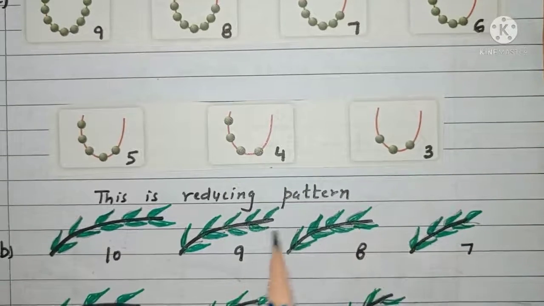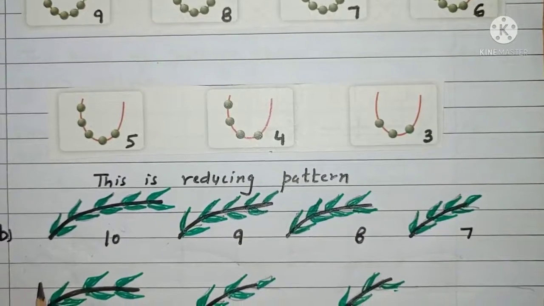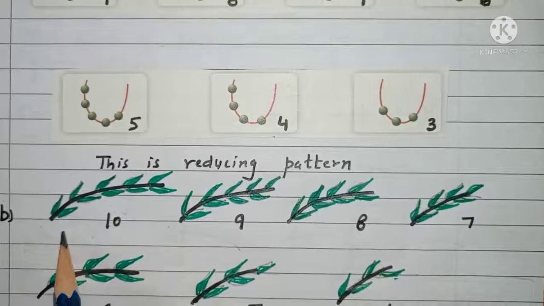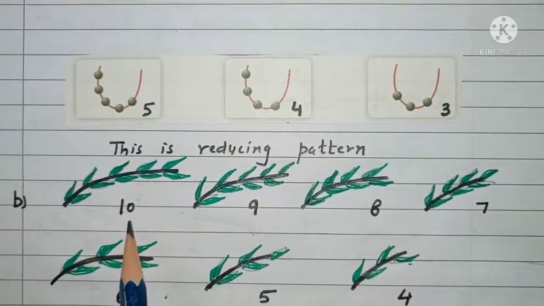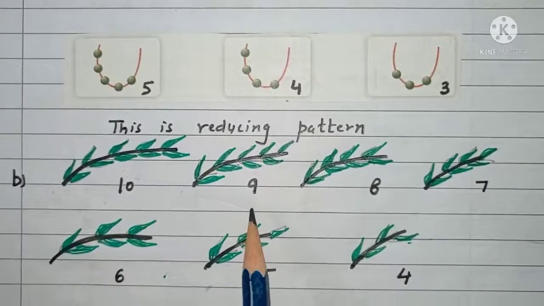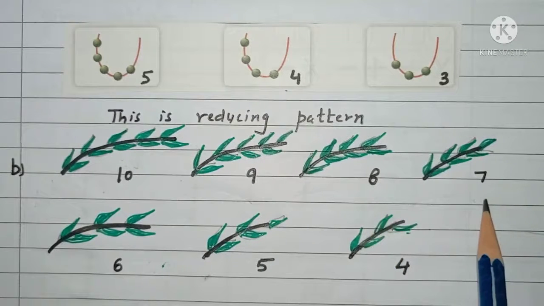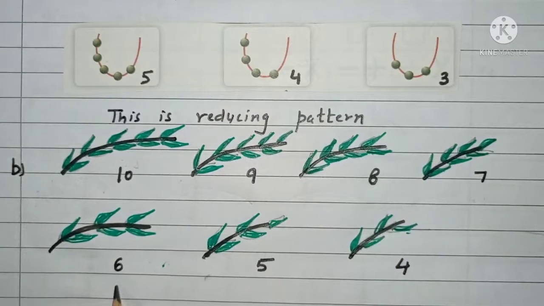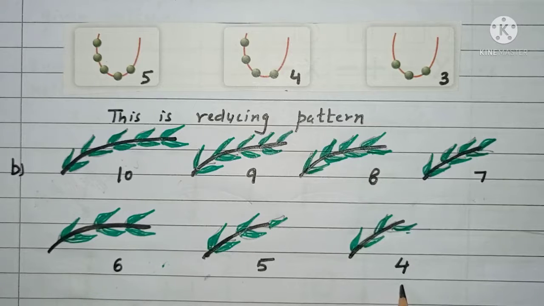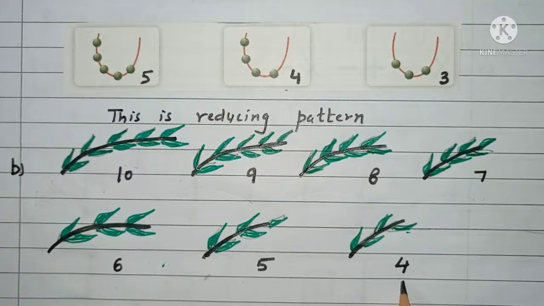So this pattern is the reducing pattern. Fine, students. In the B part also, as we can see here, the leaflets. First of all, 10 leaflets. Moving on it decreases to 9, then 8, then 7, then 6, then 5 and then 4. So this pattern is the reducing pattern where the pattern is showing a decrease in number. Fine.